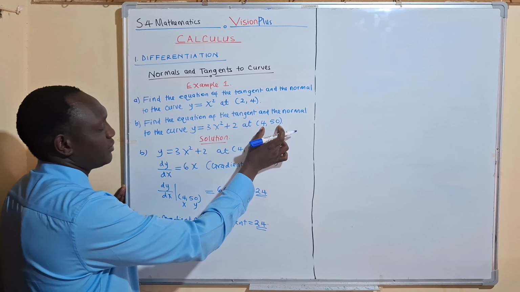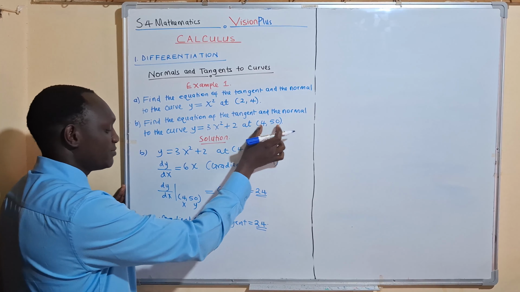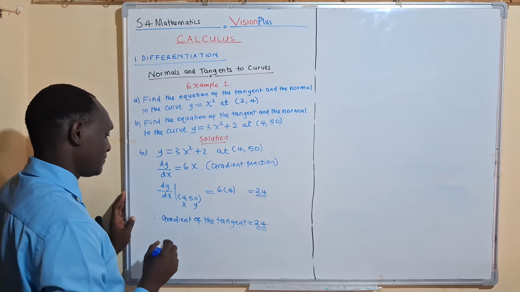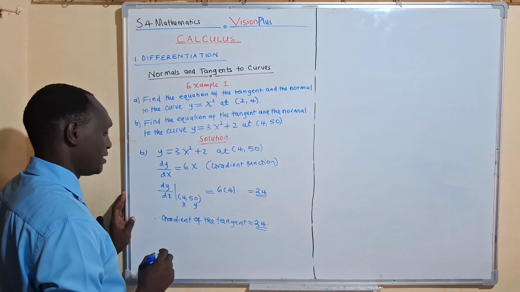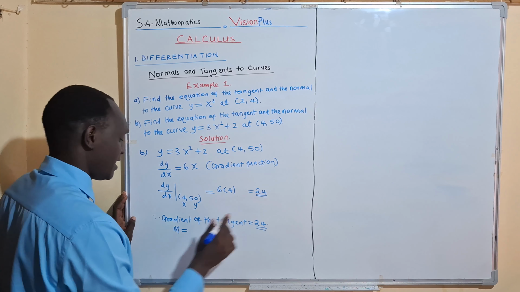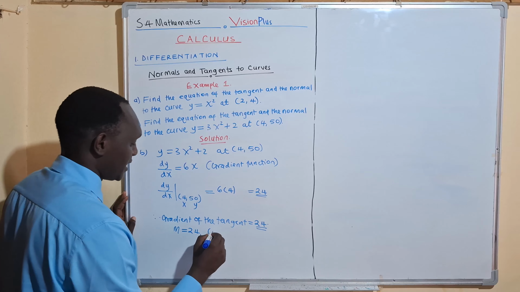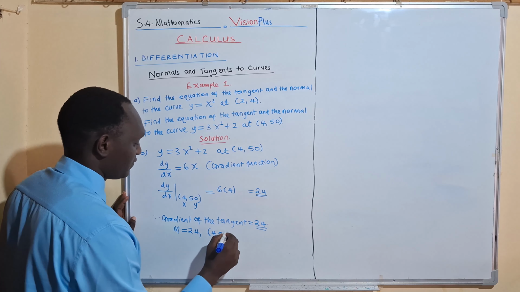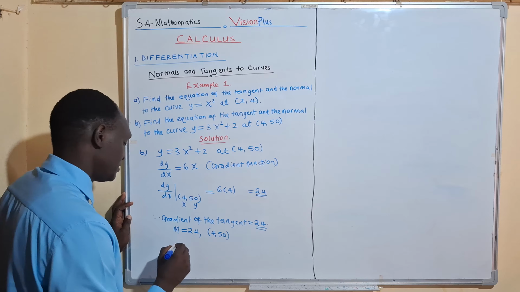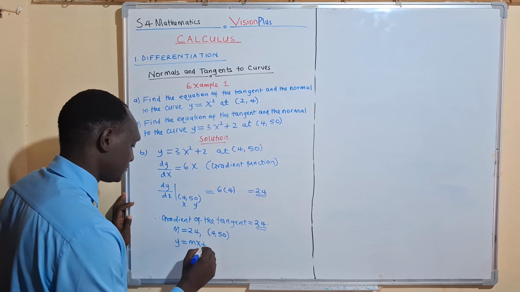Now, since we know the gradient of the tangent and we know the point of tangency, this is the point where the tangent meets the curve. That means the tangent passes through this point. So if we have the gradient and the point through which the tangent passes, then we can get the equation of the tangent. That means we have m, the gradient of the tangent, 24, and then we have a point where the tangent passes through, which is (4, 50). So we can find the equation of the tangent. The tangent is a line. That means we can apply the formula for the equation of a line, y equals mx plus c.